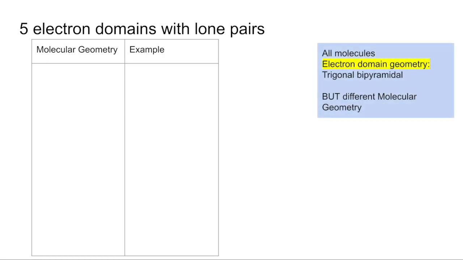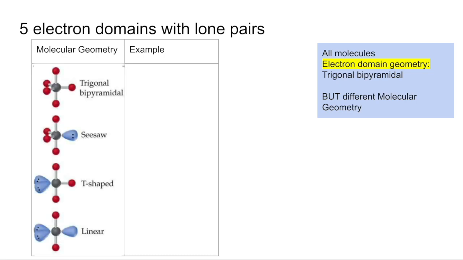Remember, there are 2 things here. You talk about electron domain geometry, and that's going to be the same for all of them. They're all trigonal bipyramidal. But if you start introducing lone pairs, the molecular geometry becomes different. If you look at the 3 underneath, the top one is trigonal bipyramidal. The seesaw, the T-shaped and the linear each have lone pairs, and notice that the lone pair is in the middle, where the trigonal planar would be each time.